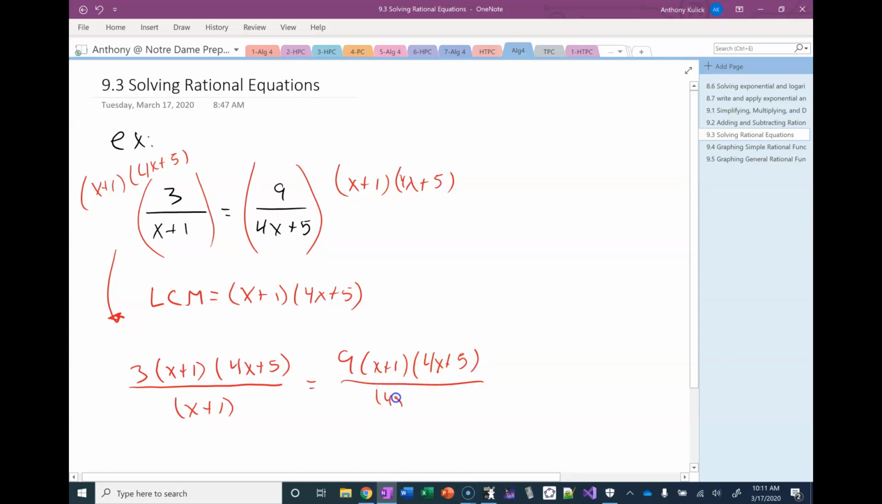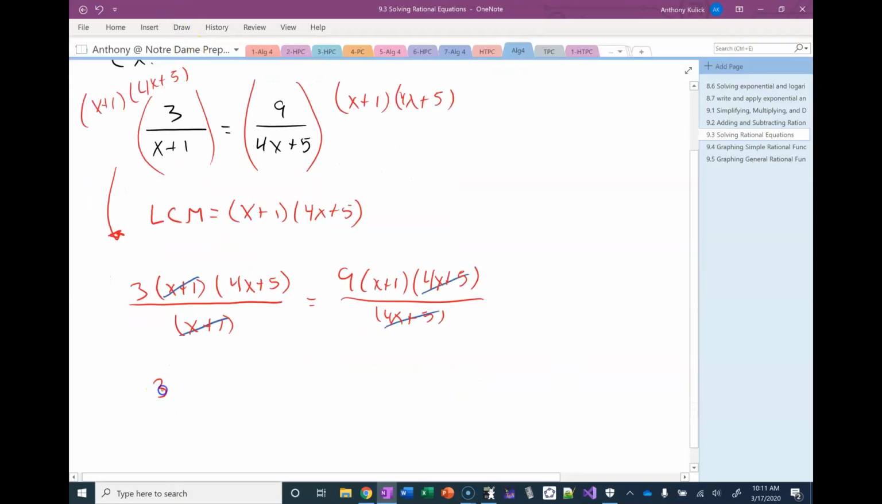over 4x plus 5. And now I can reduce each one of these fractions. So the x plus 1s can cancel, and the 4x plus 5s can cancel. And what I'm left with is just 3 times (4x plus 5) equals 9 times (x plus 1). So I can just distribute things through. So 12x plus 15 equals 9x plus 9.